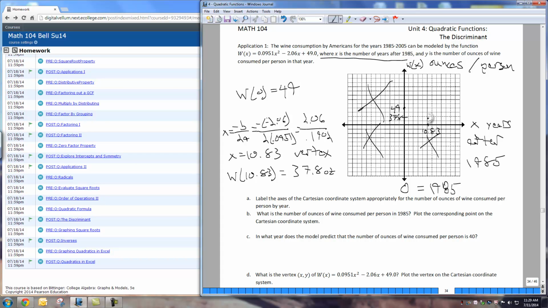So here's that point. So our wine consumption does this kind of thing, comes down, it bottoms out right here, and then it keeps going off this way. So wine consumption actually decreased between 1985 and 1995, and then after 1995 it begins to increase again. I know that because this is my vertex of my parabola. It's the point 10.83, comma 37.8. Label the axes, did that.